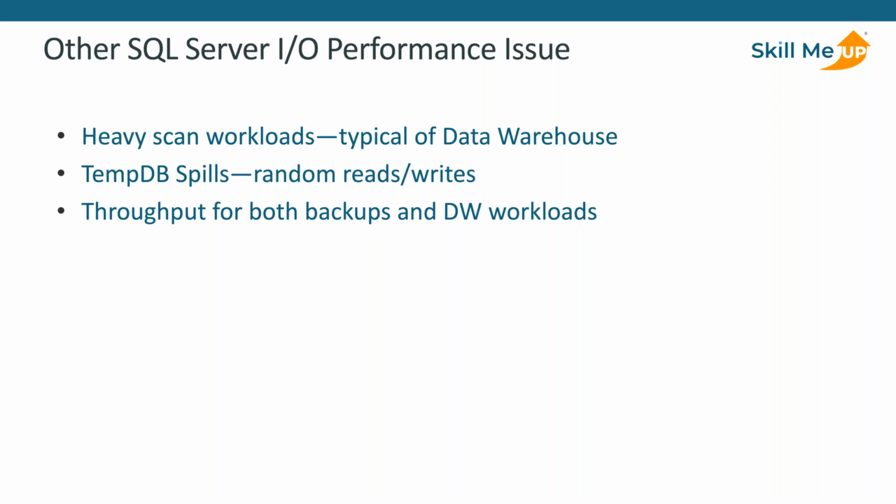So Tempdb is a really busy database on a heavily used SQL Server. It has more random write activity than random read, but it does have some degree of random read. So it's important to put that on a fast drive, and we'll talk about how that works in Azure and the options you have. The other thing you should note is throughput for both backups and data warehouse workloads. Backups we address a little bit differently in Azure, and we'll talk through that in a couple of slides.